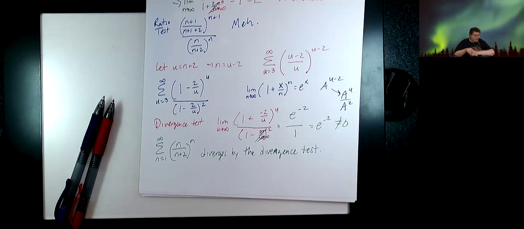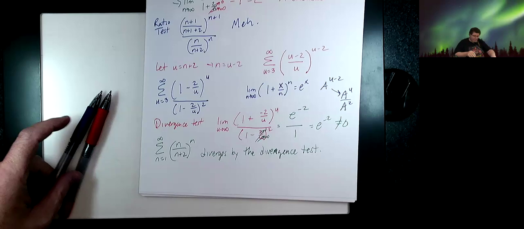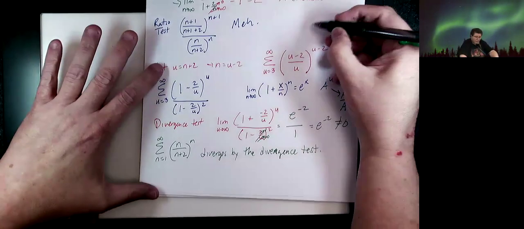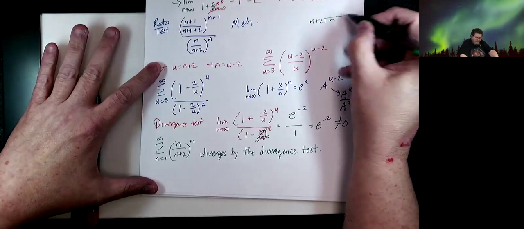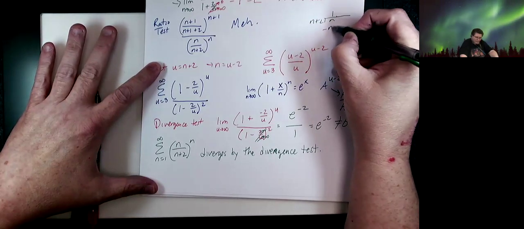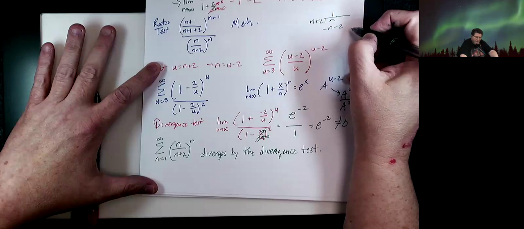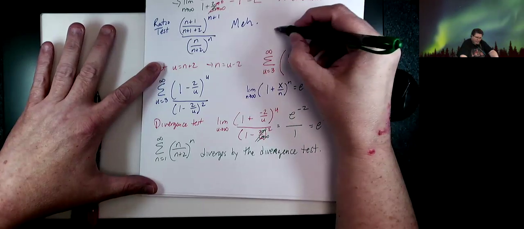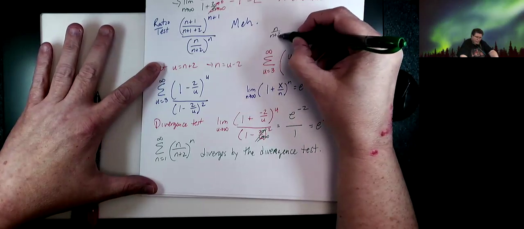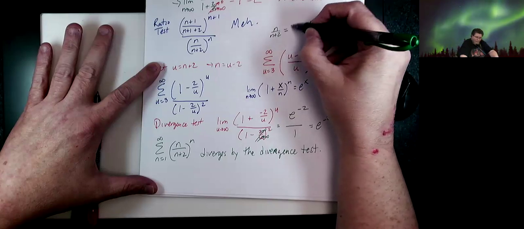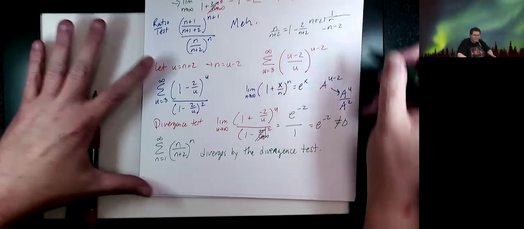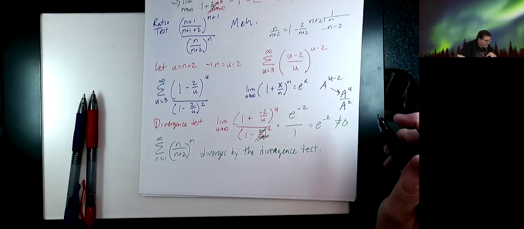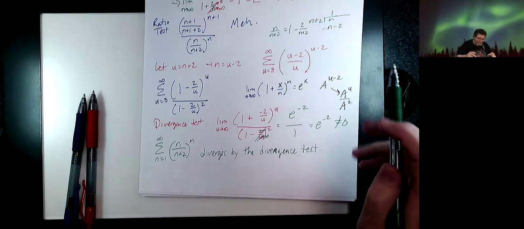I'll have you know, I initially even tried dividing n plus 2 into n, and that gives you 1, like a long division. So n over n plus 2 turns into 1 minus 2 over n plus 2. But that wasn't even any helpful. I tried a lot of things.